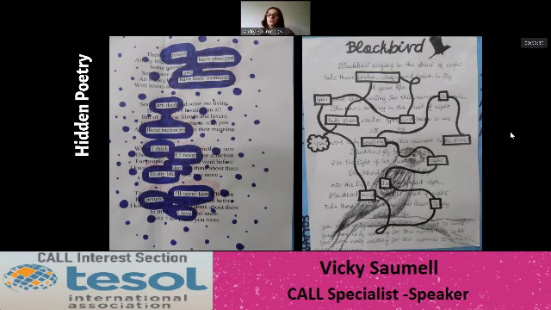And so I showed them a few examples of hidden poetry. And I explained that they were going to do the same with the song they had chosen. And these are two examples, and I'm going to show you another one later. So they created this new message using the song.